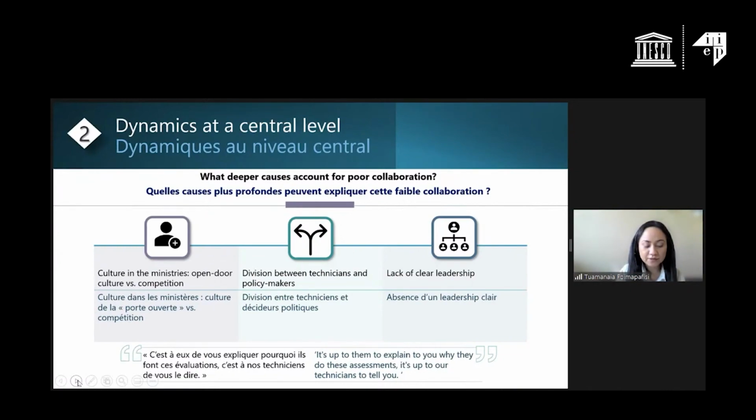And the third point, which characterizes the situation of collaboration in the different ministries, is how difficult it is to have a clear leadership when it comes to assessments. In other words, you don't have any reference unit or service which could coordinate the work of the different services working on assessments, and which would also be able to generate a common understanding of the assessments and their objectives.